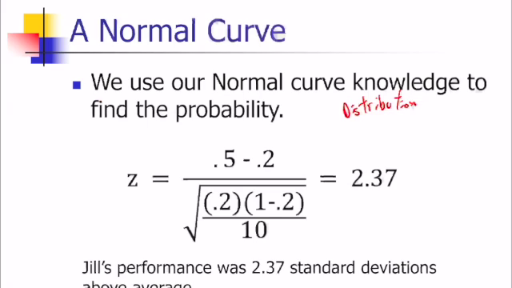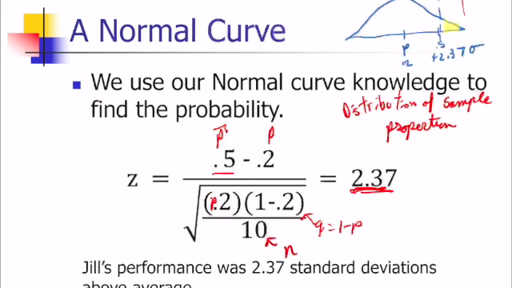What does that tell me? Well, that tells me that here we have our population proportion. The likelihood of her getting 0.5 was plus 2.37 standard deviations above the mean, right? So what I'm looking for is the probability in this little area right here. What's the likelihood that she could have gotten 0.5 or higher by chance?